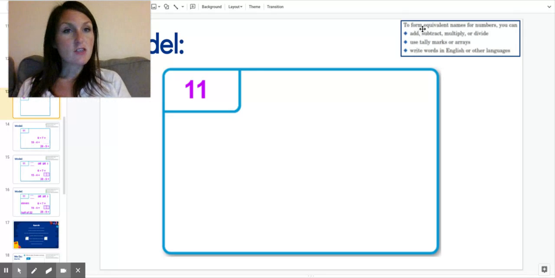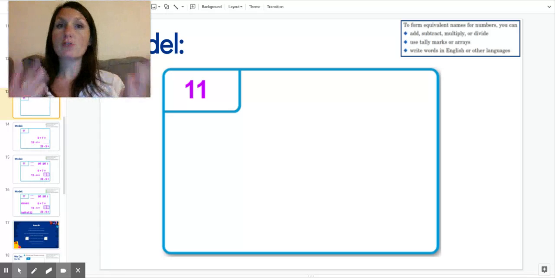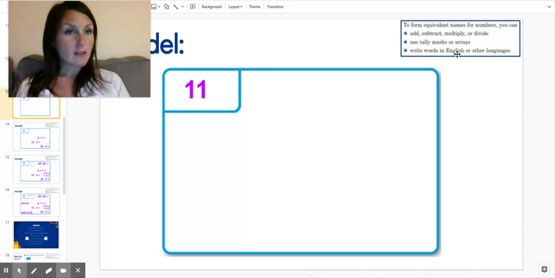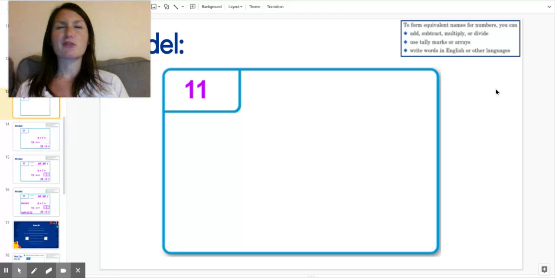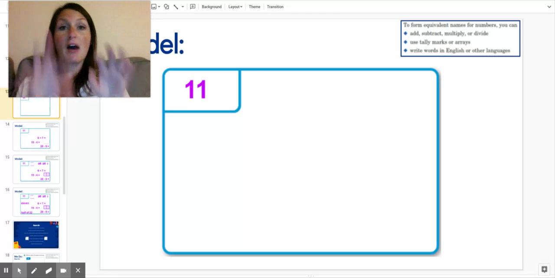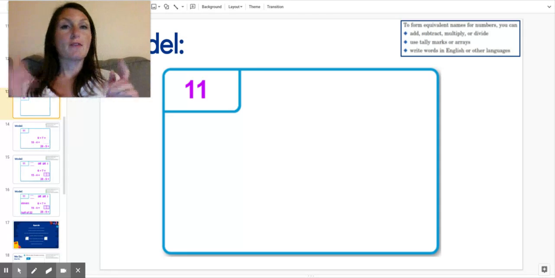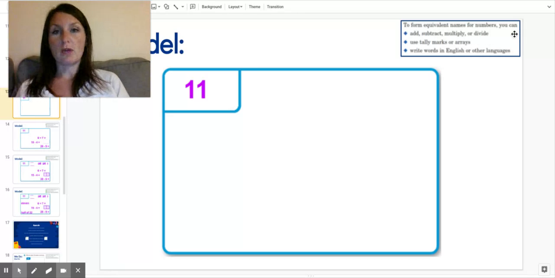Here it says to form equivalent names for numbers, you can add, subtract, multiply, or divide. Those are really good things I want to see us do today. You can use tally marks or arrays. Now, do we want to use a bunch of those? No, but one or two is okay. Write words in English or other languages. Now, do I want you to go and look those up, how do you say the number 11? No, if you already know it, that's fine. But again, maybe one or two. Remember, we want to focus here on the adding, subtracting, multiplying, dividing. That's really what we want to see here.